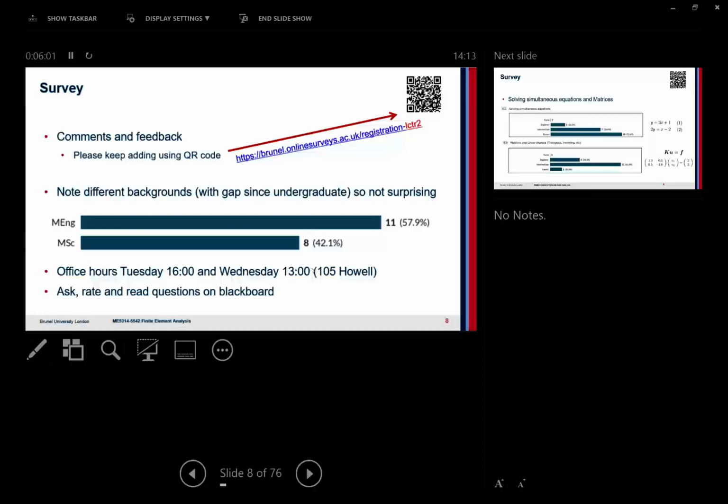And my office hours are 4 o'clock today and 3 o'clock tomorrow. And I'm in 105 in Howell Building. There's also an opportunity on Blackboard to ask, rate, and read other people's questions. It's a bit like Stack Overflow forum type sites. We could give that a go. If anyone wants to ask questions on there, then you're obviously welcome to email me directly, of course. But the advantage of that is then the questions are open, and you can read other people's questions, etc. So just check that out and see whether it's something that might work for this course.